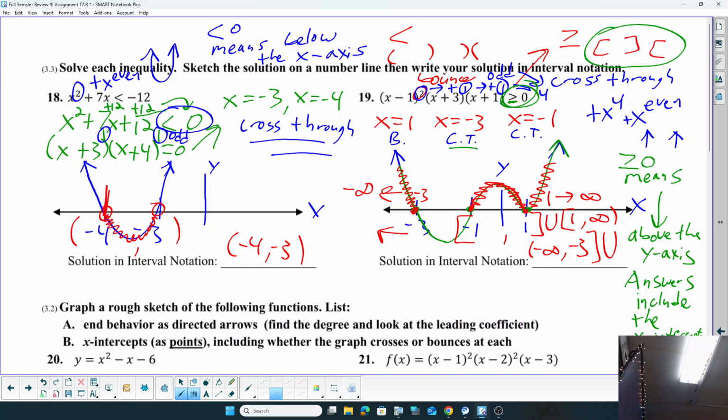So we're really going to say in union with -1, including 1 to infinity. And so that's our answer. That's our answer. -infinity to -3, in union with -1 to infinity. So now you know how to do something like that on the test. Okay, there'll be one of those on the test.